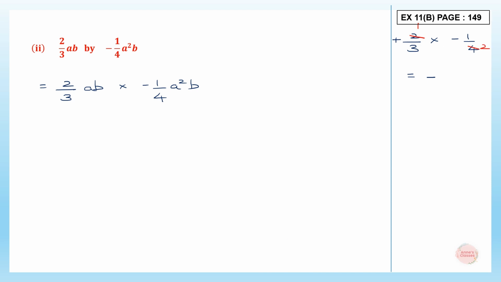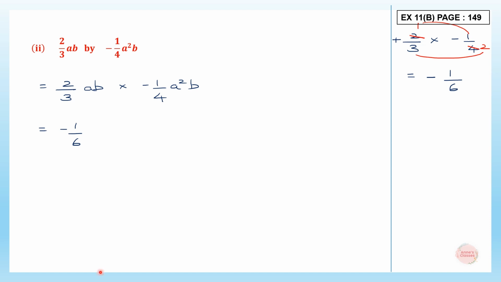So what do I have? My numbers 1 into 1 is 1. So let me write it there, 1. And in the denominator I have 3 2's. 3 into 2 is 6. So minus 1 by 6. So when I multiply the numbers, I get minus 1 by 6.